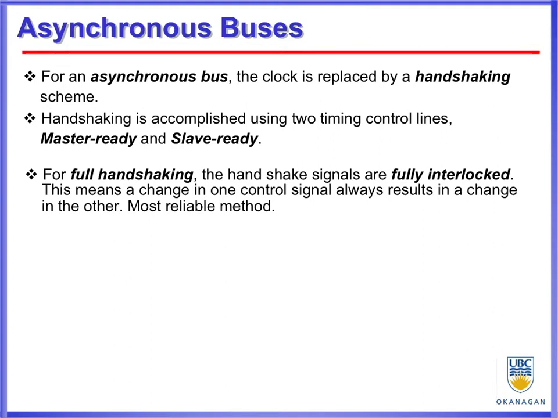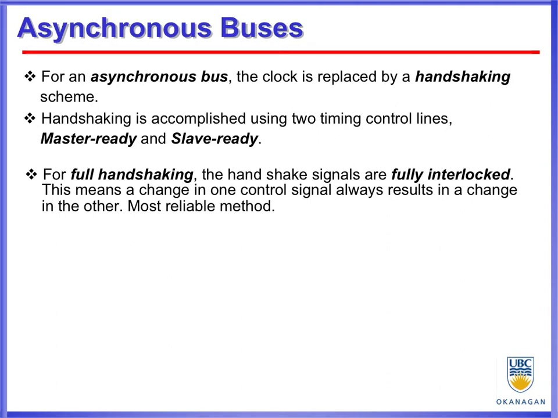Okay, so instead of a clock now, we're going to use a full handshaking type of scheme. So more control signals. So you're going to now not just have a slave ready, you're also going to have a master ready. So basically, whenever one device does something, the other device responds, okay? So it's a full handshaking or a fully interlocked system. Every device always acknowledges the other device.